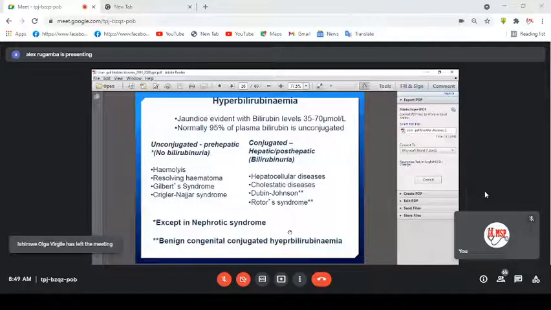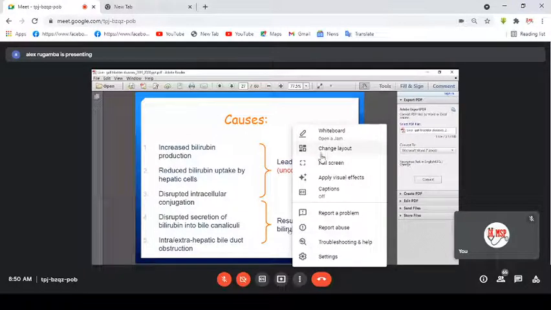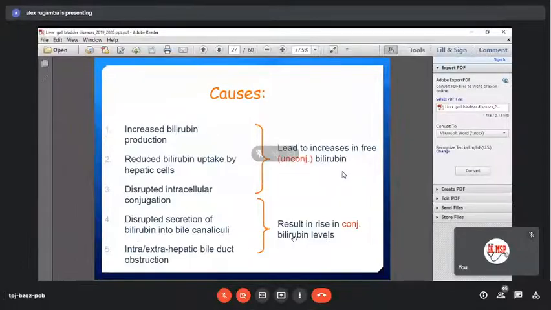This syndrome, we will go in detail and talk about what these syndromes are and what the causes of these syndromes are. So those are the causes: increased bilirubin production, reduced bilirubin uptake by the hepatic cells. This may lead to an increase in free and conjugated bilirubin.